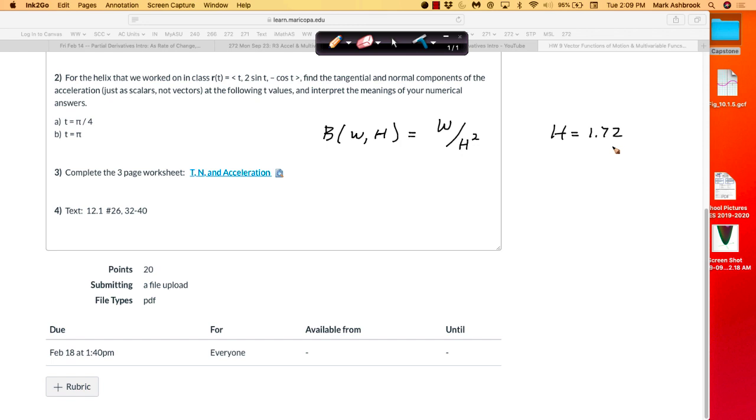Is this not familiar? No, because I'm in the wrong chapter. 12.1. 12.1? Yep. No wonder I was so confused. I was in 12.6. Yeah, there you go. That would, yeah, I would have questions about that too.